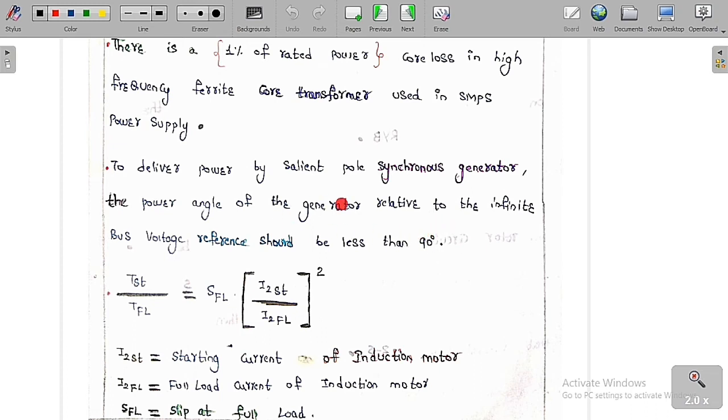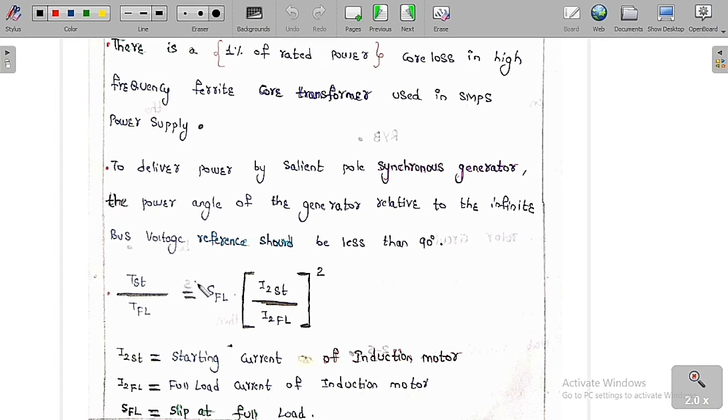I wanted two important points. To deliver power by a salient pole synchronous generator, the power angle or torque angle of the generator relative to the infinite bus voltage should be less than 90 degrees. Delta is called the power angle or torque angle, the angle between V and EF. V is called the bus bar voltage and EF is the induced EMF. This angle should always be less than 90 degrees if you want to deliver power by a salient pole synchronous generator.